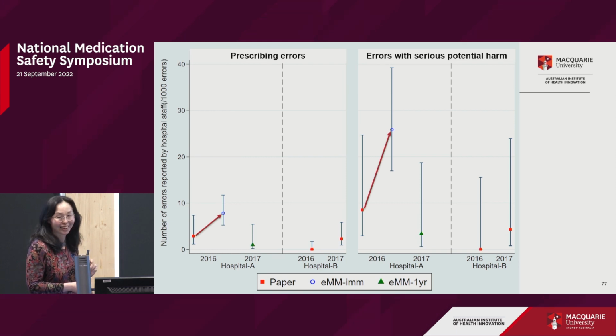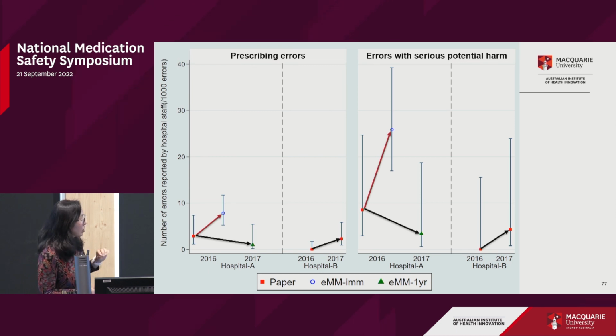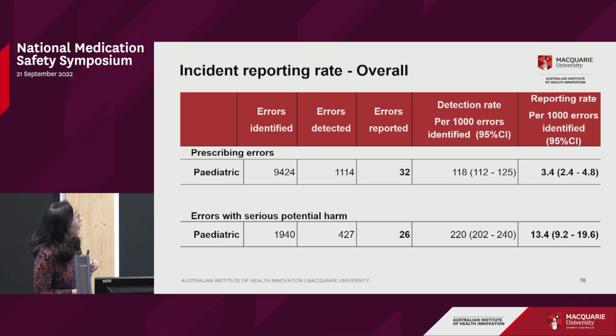I'm a statistician, I like to think that way. You look at the 95% confidence intervals, and they are overlapping for both prescribing errors and errors with serious potential harm. And 1 year post eMM, you see hospital B increased a little bit, and our intervention hospital went down a little bit, but again, these changes are not statistically significant. They're very small changes, as you can see. Lumped together, the last number shows how many of these errors were reported to the incident reporting systems. That's 3 per 1,000 errors identified. And even for the errors with serious potential harm, that's 13 errors.